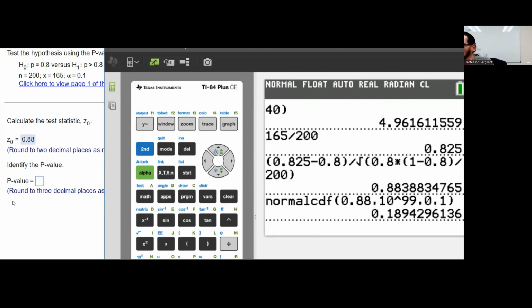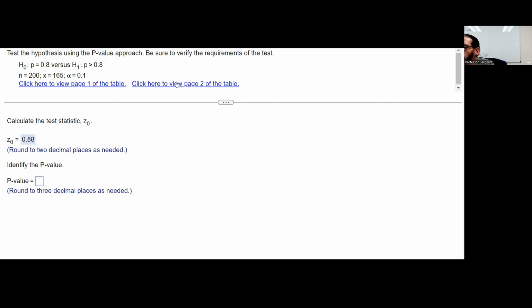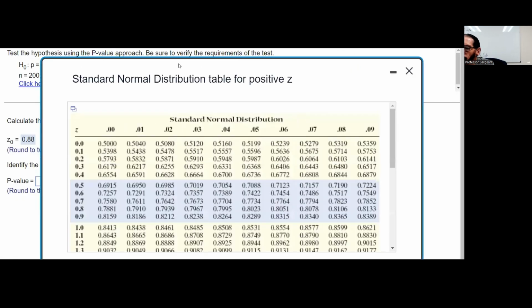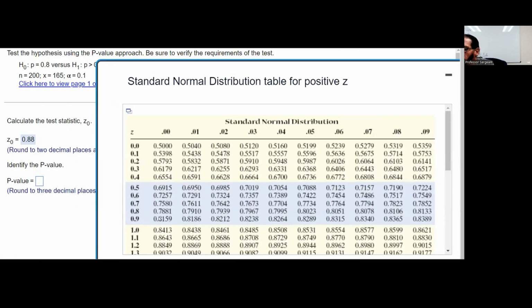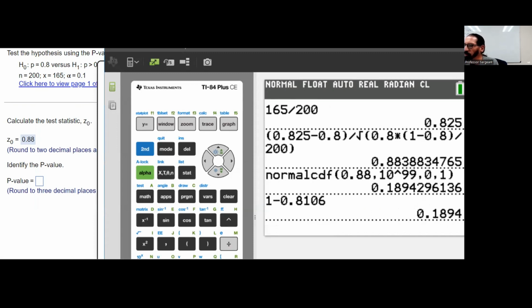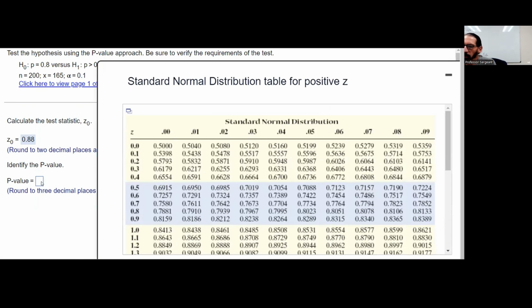And that would give us 0.189 if we rounded down. But we are given the table. So let's see here. If I look up 0.88, I'm seeing 0.8106. The difference between what I just did with normal CDF and this is that the table is set up for going to the left, not to the right. And so now we're seeing something pretty close. That's going to round down to 0.189.